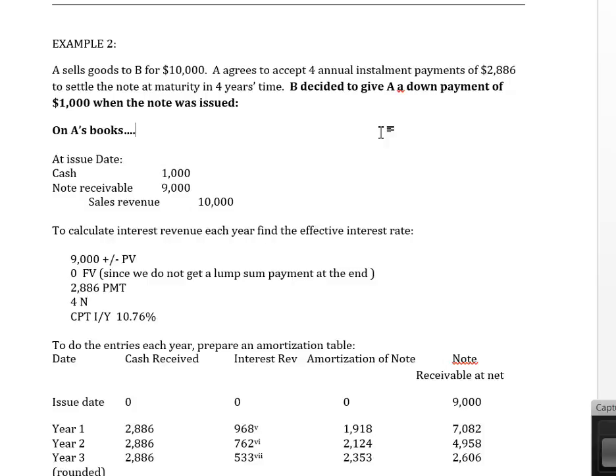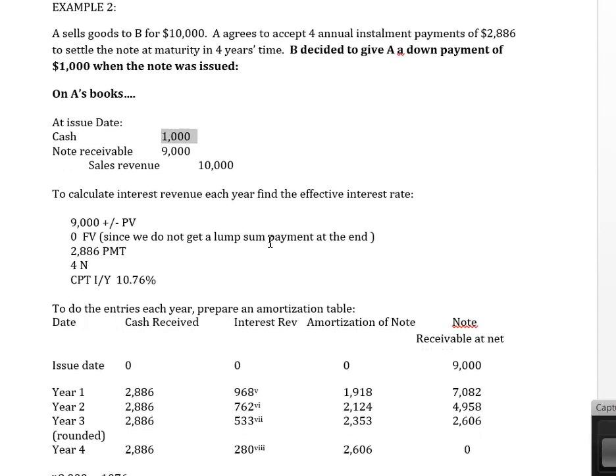All we're saying here is that the value of the goods that were transferred from A to B were 10,000. So the sales revenue is still 10,000. But don't forget, the note receivable is now not 10,000 as it was in example 2 or example 1. It's now 9,000 because A received a cash payment. So now if we're calculating the effective rate of interest charged by A to B, we're now looking at the present value of 9,000, not 10,000.